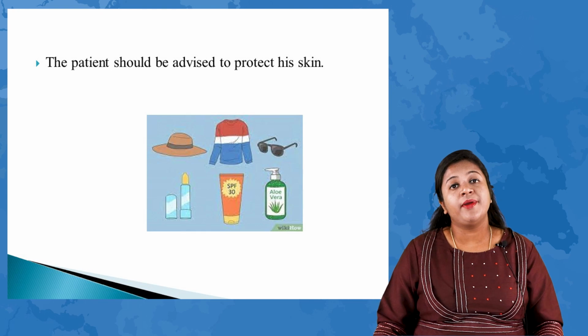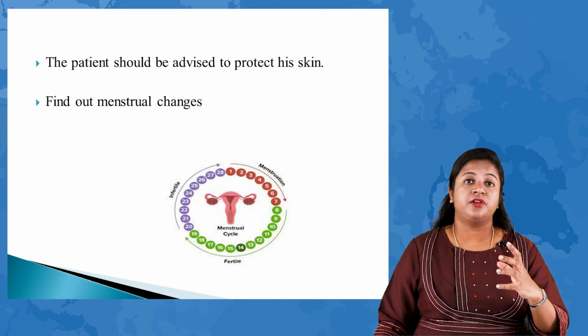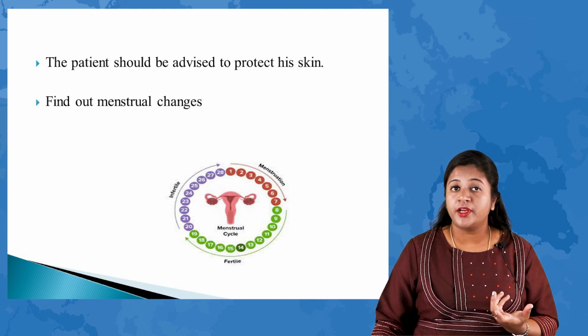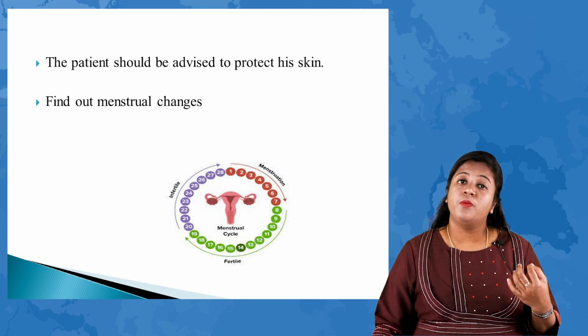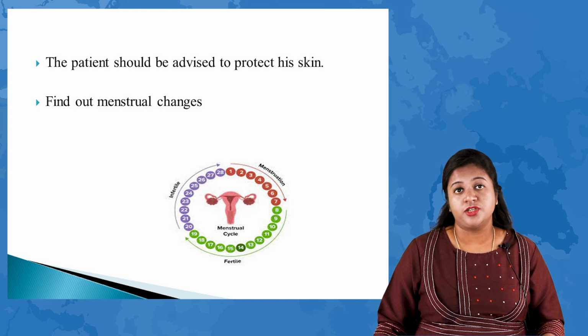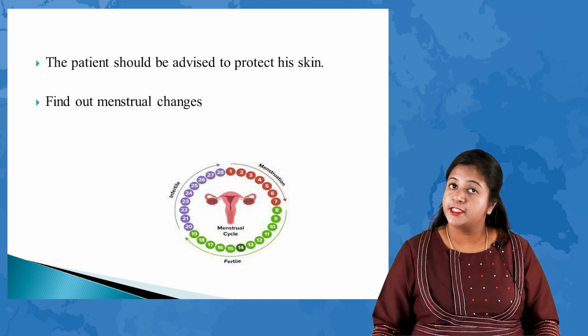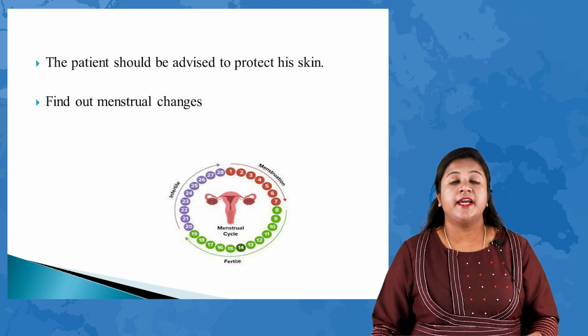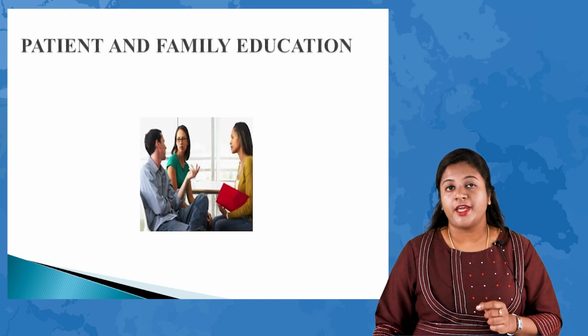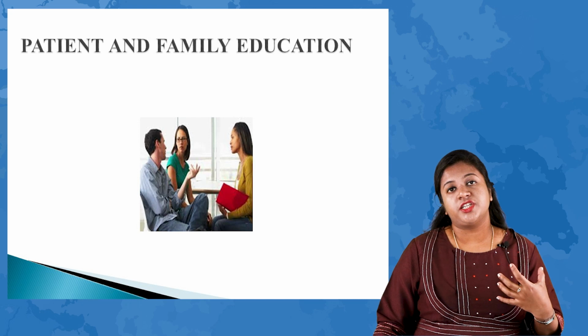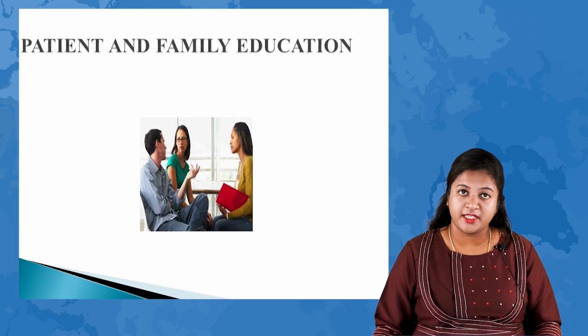And in case of female patients, there are chances of menstrual changes which can happen, amenorrhea. Educate them to use contraceptive pills to avoid getting pregnant. Okay, so that is about the nurse's responsibility when the client is on the antipsychotic drug. So moving on to the patient education. What is the education that you give to the patient and the family as a nurse?